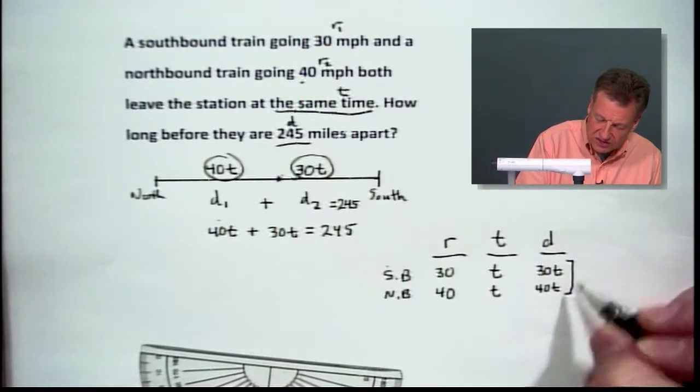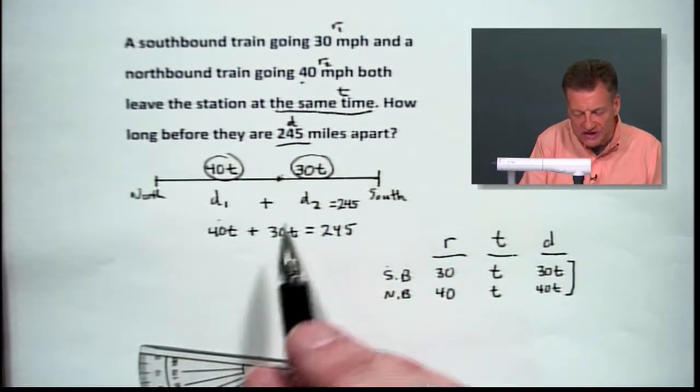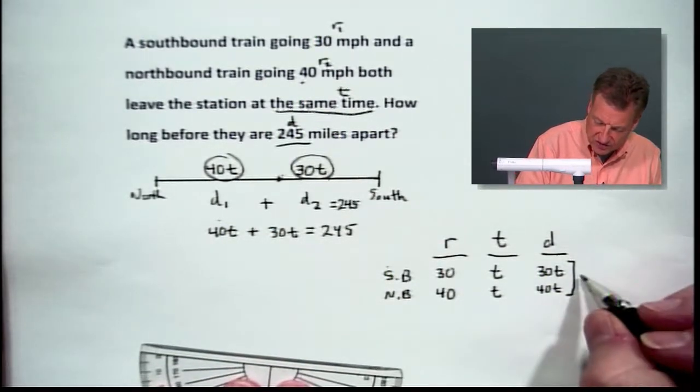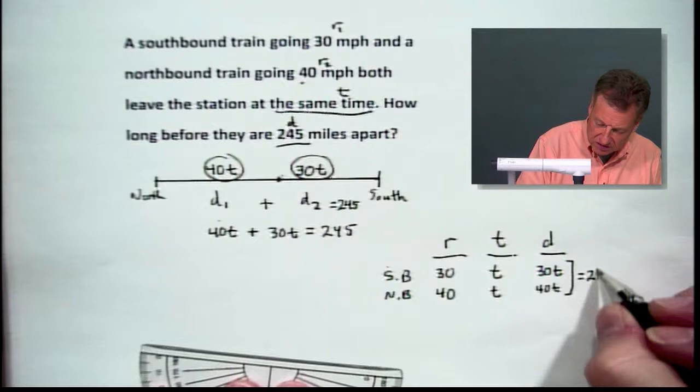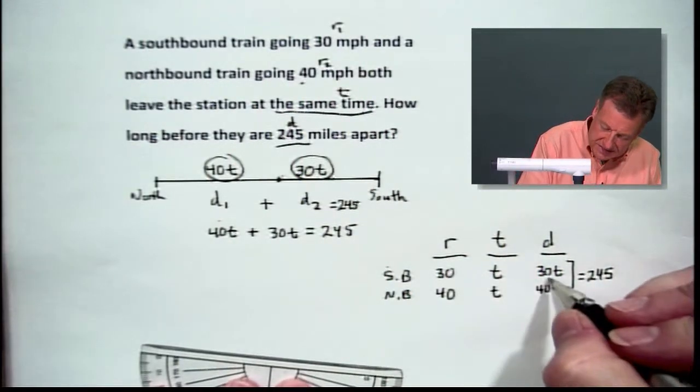What are we going to do with these? We're going to add them together to get 245. So there's two ways to look at it. Let's call this horizontal. This is more like a vertical, all right? So these are still going to add up to give you 245 when you put a little plus between them.